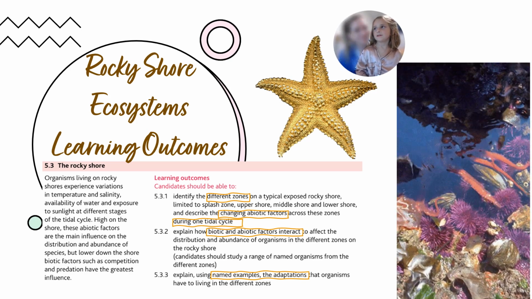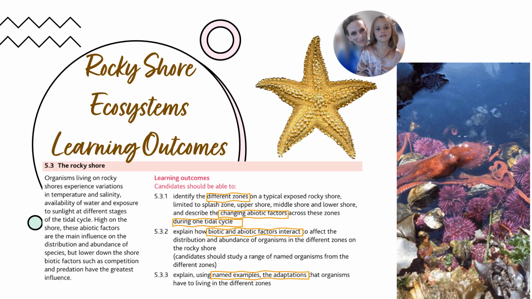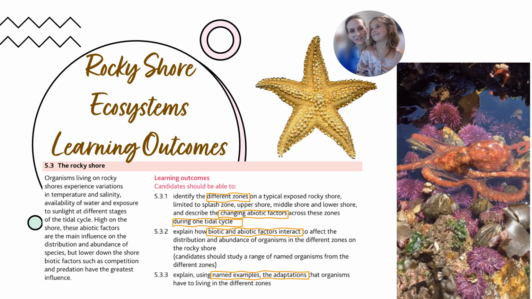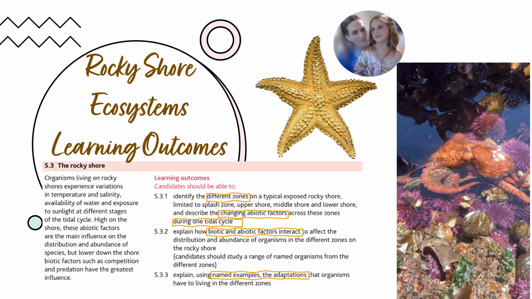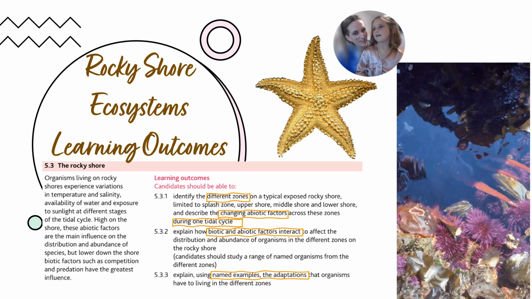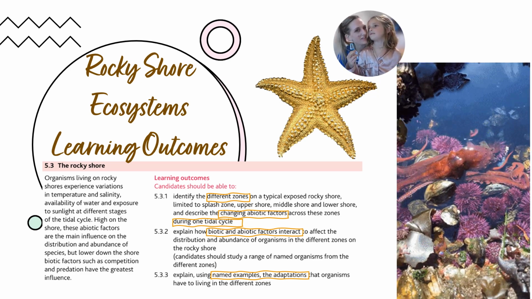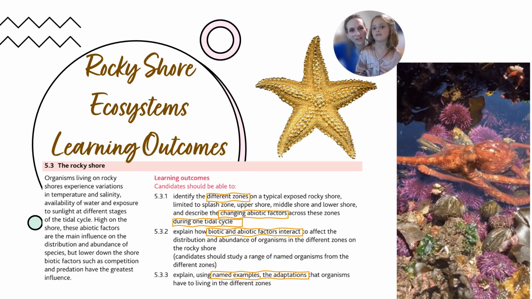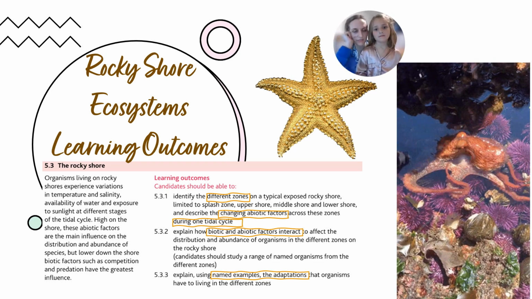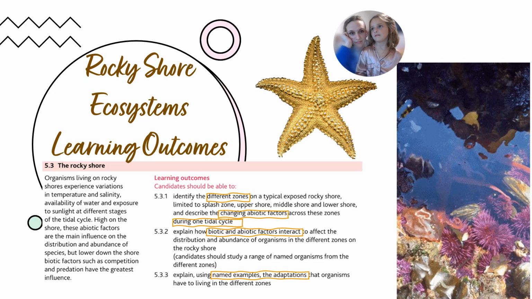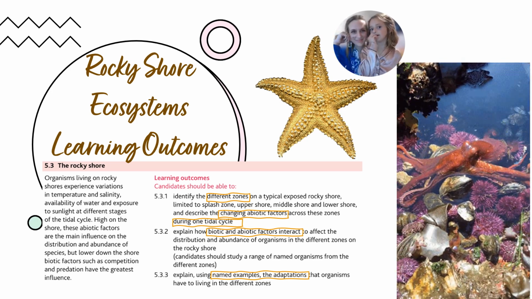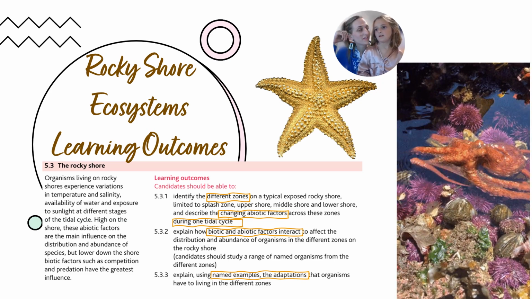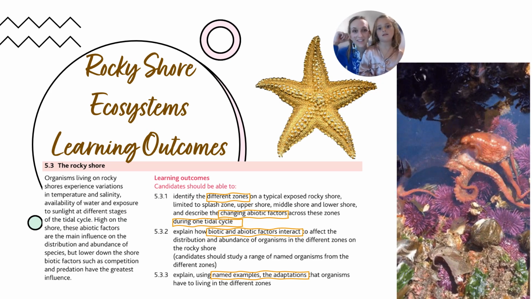This is about the rocky shore. Anything else? You want to tell them what's in that picture? It is an octopus, and a coral, and some coral reef. It's a rocky shore. Those are sea urchins. There are sea urchins in the rocky shore.